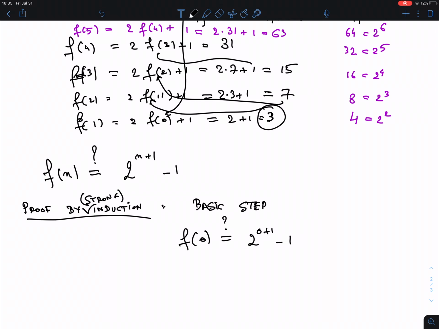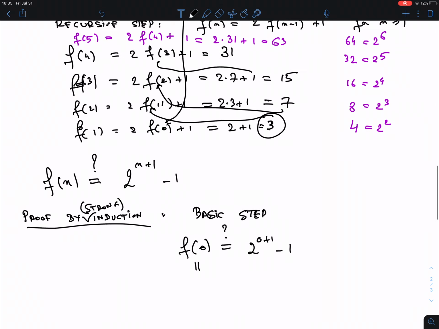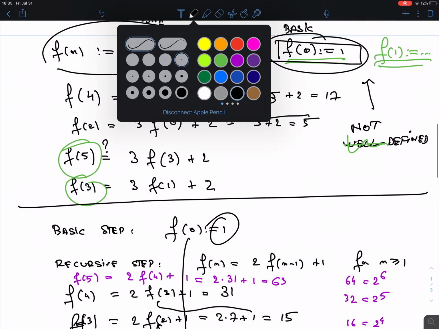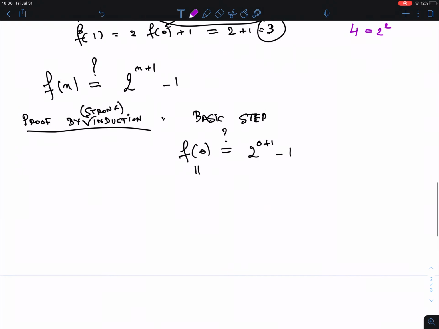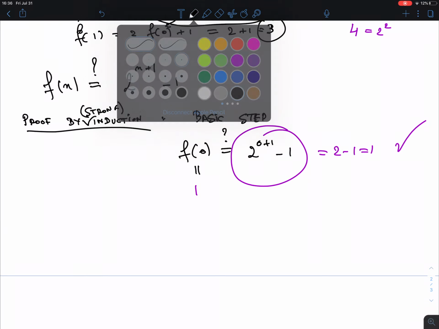Remember, we have to prove this. Now, what is F0? F0 is given to us, right? I want to remind you, this is a given fact. So I know what this is. This is 1. Now, what is this value? 2 to the power 1 minus 1, that is 1. So this checks. Now, the induction step.